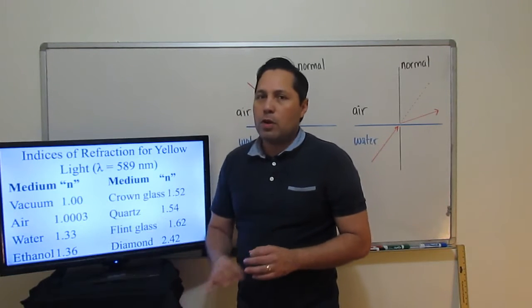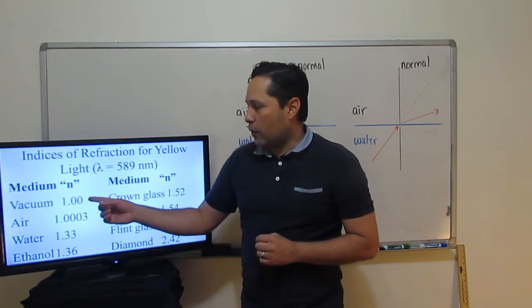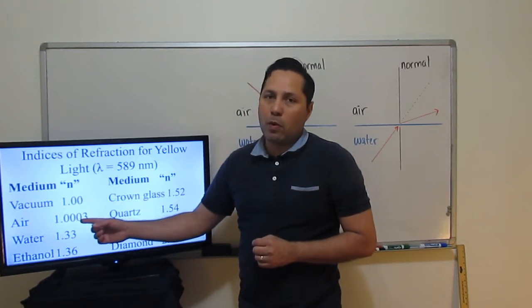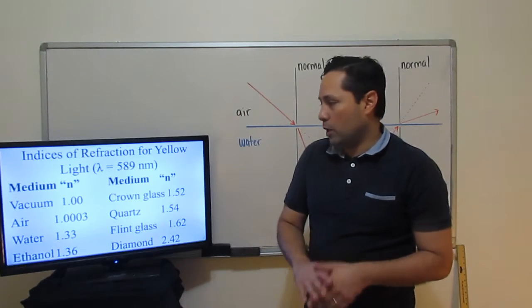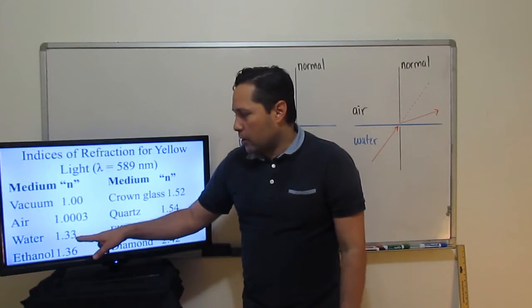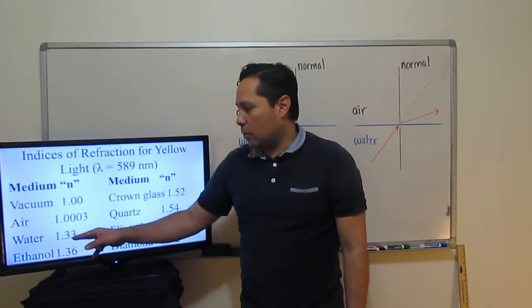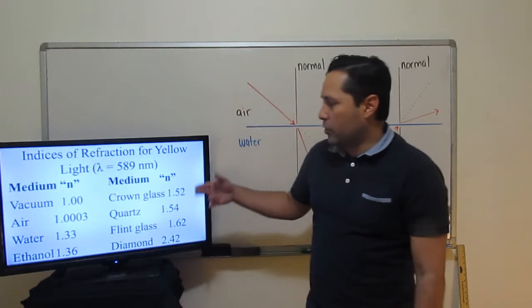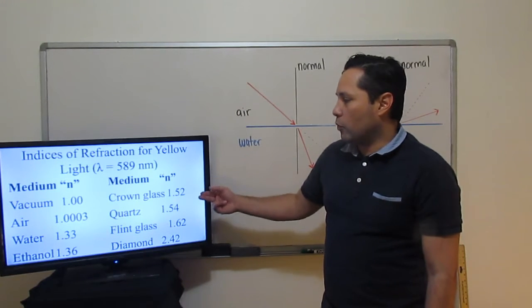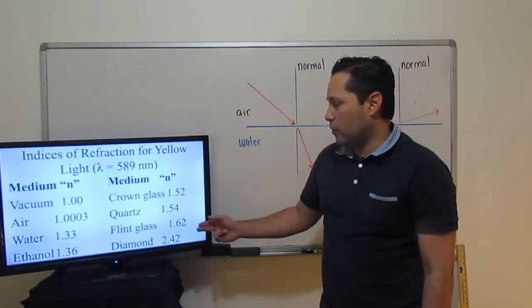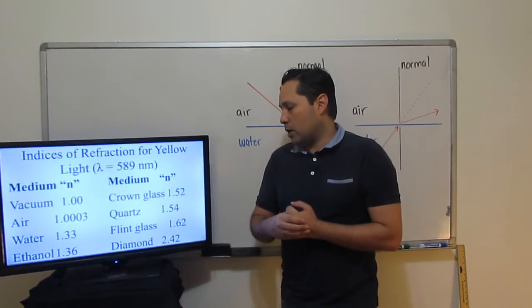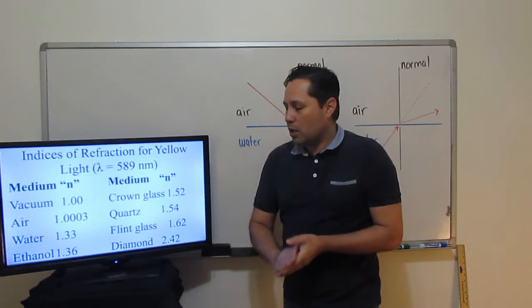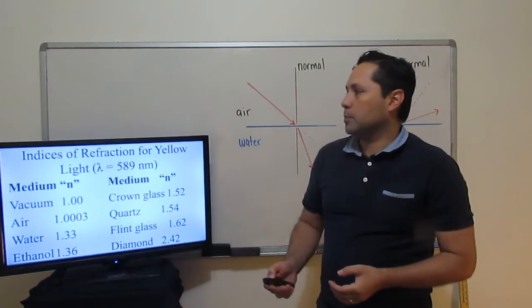In a vacuum, the value for the index of refraction is 1. In air, it's just about 1. It's 1.0003. For our calculations, we'll just use 1. But now water, you'll see that it starts to get a little bit bigger. 1.33, 1.36 for ethanol, 1.52 for crown glass, quartz is 1.54, flint glass is 1.6, and finally a diamond is going to give you 2.46, which is higher than all the other ones.